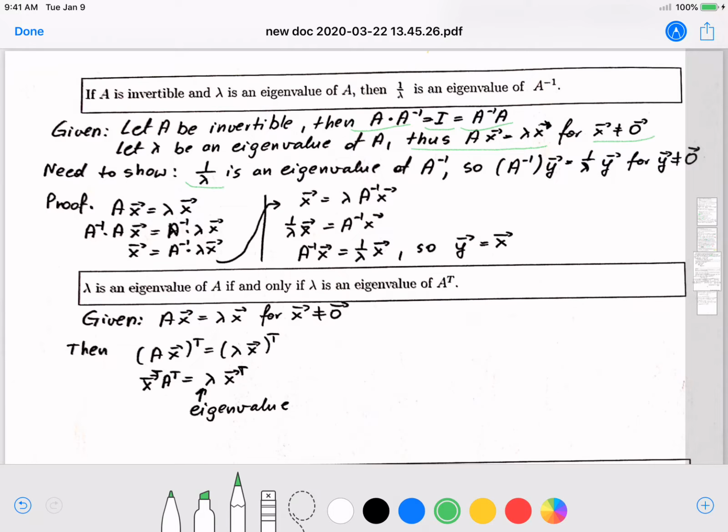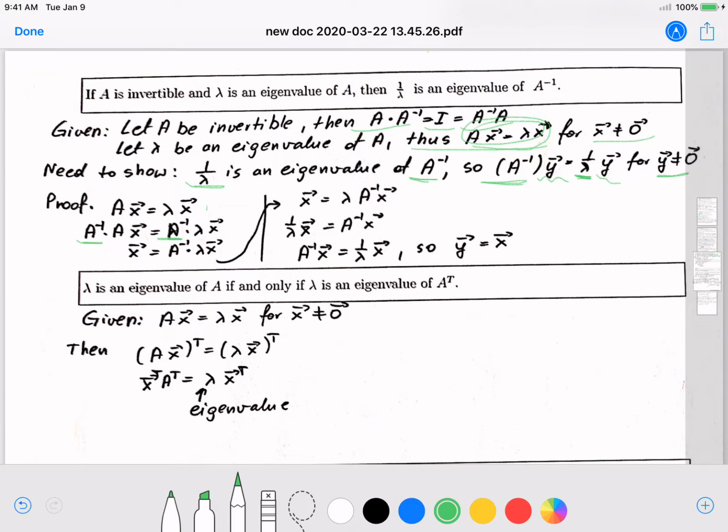What we need to show is that 1 over lambda is an eigenvalue of the inverse. So that means that the inverse times some other vector, we call that vector y, is equal to my eigenvalue, which is 1 over lambda, times that non-zero vector y, for some non-zero vector y. So for the proof, we're going to start with the given. So this is the given equation: Ax is equal to lambda x. We would multiply both sides by A inverse.